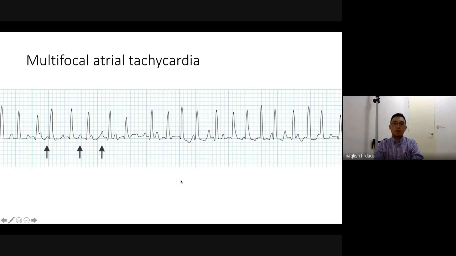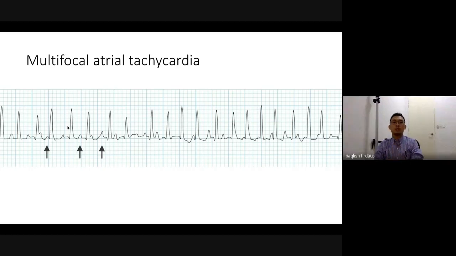What is multifocal atrial tachycardia? Usually in multifocal atrial tachycardia, there will also be a variable RR interval, but you can still identify the P wave. But the P waves will have 3 different morphologies. For example, the morphology of the P wave here and the morphology of this P wave are different. When you see 3 different types of P wave morphology, you can diagnose the patient as multifocal atrial tachycardia.